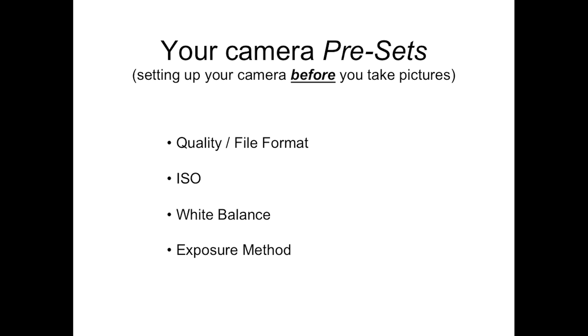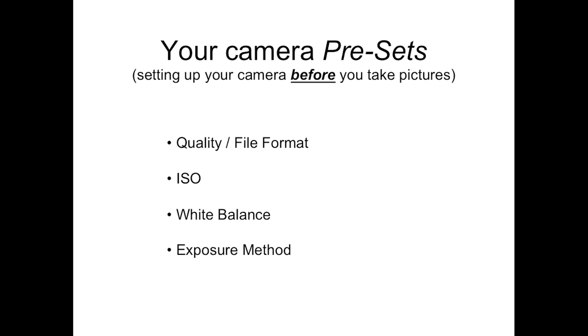The ISO indicates the sensitivity of your light-sensitive sensor to light. The higher the ISO number, the more sensitive your sensor is to light, but generally speaking, also more noise. So there's always a trade-off. The higher the ISO, generally the more noise. The higher the number, the higher the sensitivity, the higher the noise.